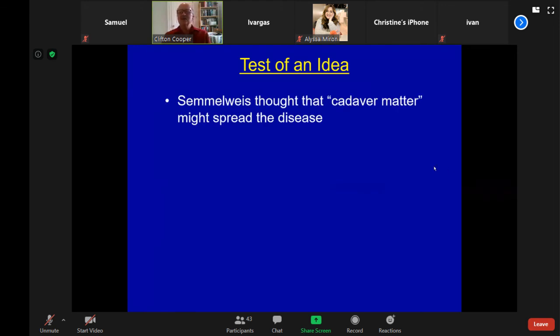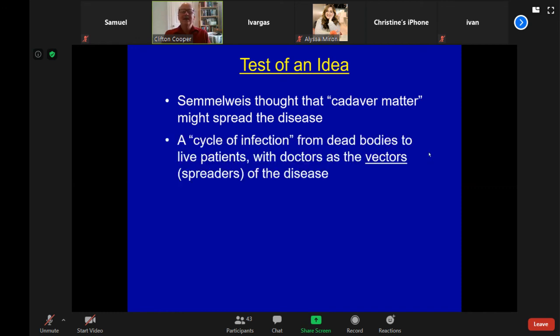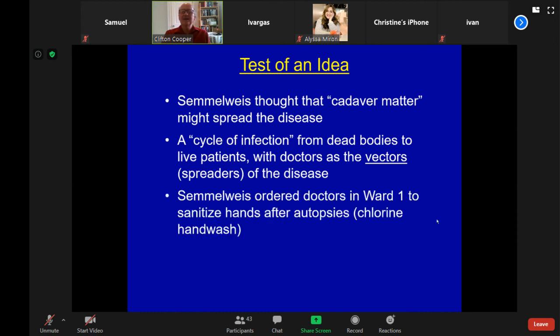He thinks that there's something with the cadavers that might be spreading this disease. He's not thinking of bacteria because no one was, but he thought that somehow contacting the cadavers might be the key. Some sort of way that infection is being passed from those bodies into live people, and the doctors are the spreaders of it. So he ordered his doctors to use a chlorine hand wash to sanitize their hands. Chlorine, what does that kind of sound like?